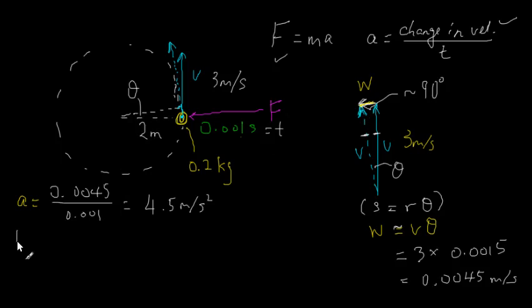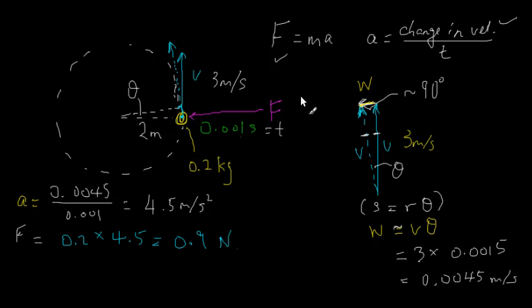And finally, to find the force, I must multiply mass by acceleration. Mass is 0.2 kg. Acceleration I've just found to be 4.5, and therefore the answer is 0.9 Newton, and there we have our answer.